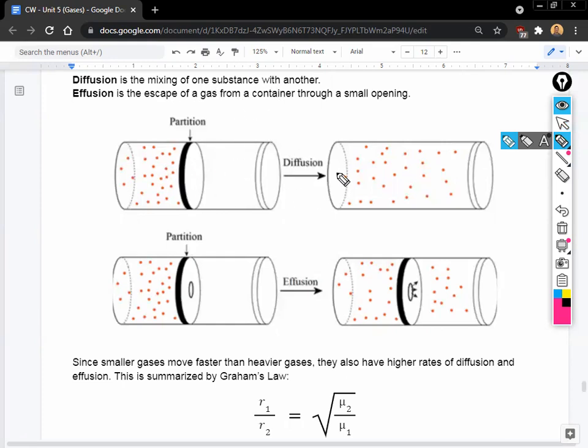If you look right here, this first one is the same thing. If I have a wall blocking my fart, let's just say there's a partition right here, it's gonna block my fart from going from one side of the room to the other. But if I open that partition, the fart is gonna travel through from one side to the other. So that's an example of diffusion. Effusion is actually how farts work. It's where a gas escapes from a container through a small opening.